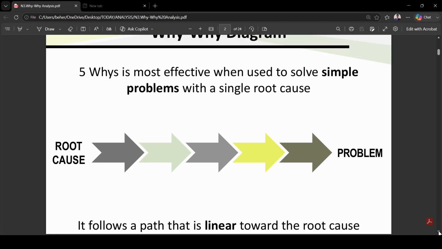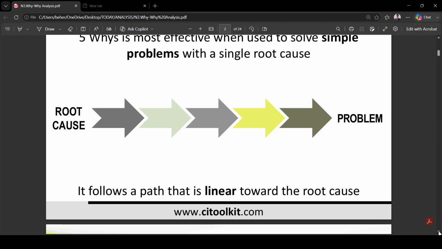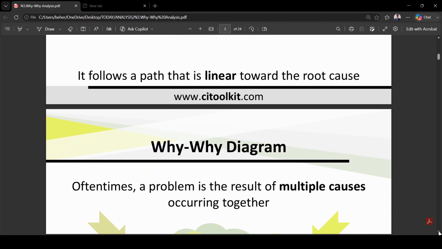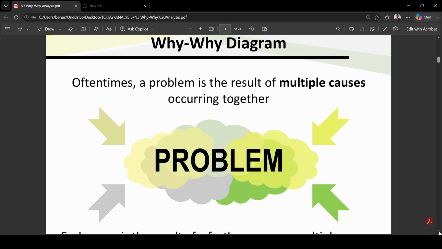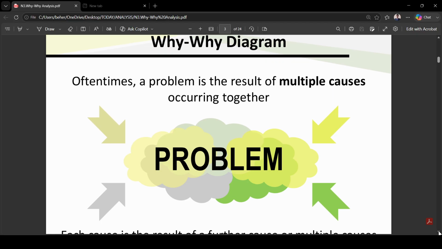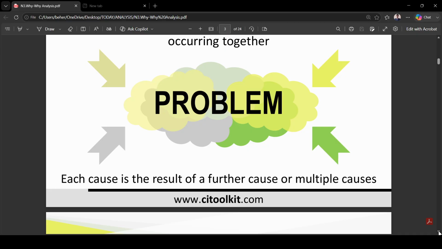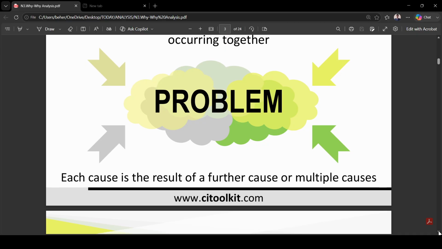So 5 Why is most effective when used to solve simple problems with a single root cause. So we follow a path that is linear toward the root cause. Then Why-Why diagram. Oftentimes a problem is the result of multiple causes occurring together. Each cause is the result of further causes or multiple causes.